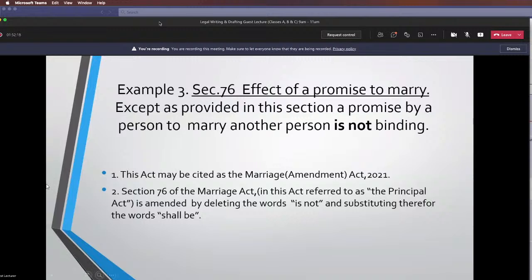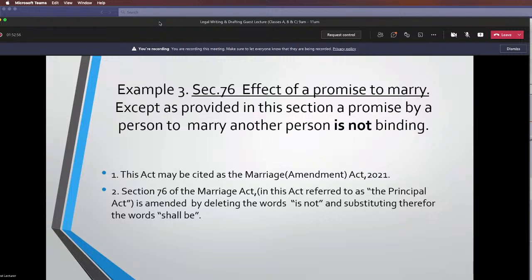So in our first amendment, after introducing and doing the short title, the second provision or clause says that Section 76 of the Marriage Act, whichever act it is, and you bracket and put in this Act referred to as the Principal Act. Some people say hereinafter. No, in drafting we don't want legalese. Hereinafter we can use in our other legal writing, in demand notes or other documents, in submissions or in contracts.